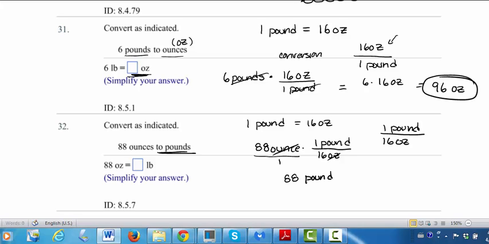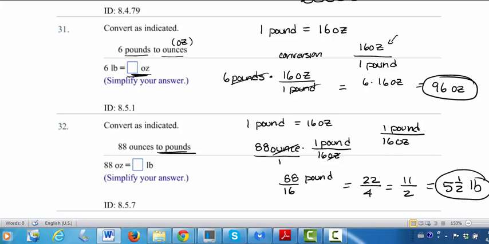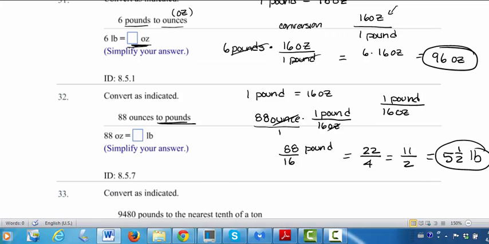pounds, or 88 over 16 pounds. And I should be able to simplify that a little bit more. 4 goes into 88 22 times, 4 goes into 16 4 times, I can go 2 more. Oh, I should have seen that one. 8 goes into 88 11 times, and into 16 2 times. So that gives me 5.5 pounds. So 88 ounces is about the same as 5.5 pounds.